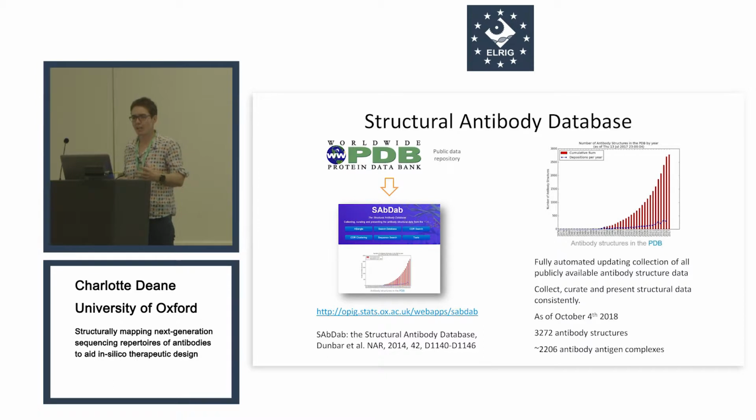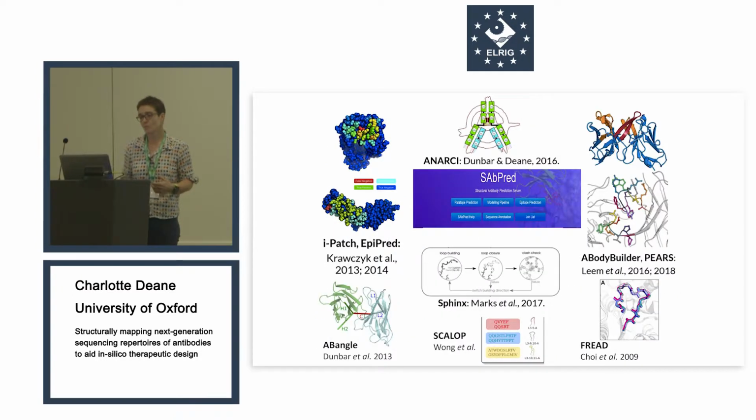You can see that a little bit from here. That picture was a snapshot I took of the front page of the database back in July 2017, and you can see it doesn't even reach 3,000 structures there. I went and checked yesterday, so the last update was on the 4th of October, and now we have 3,272 antibody structures. This growth in data is ongoing and is going to keep happening, and we should have all that data if we want to exploit it efficiently and well.